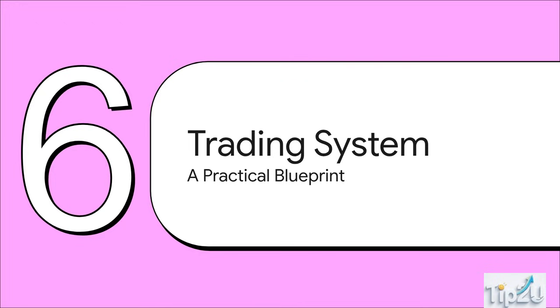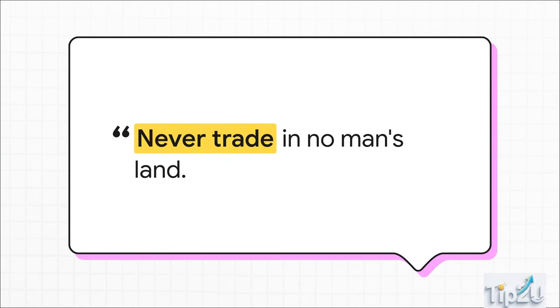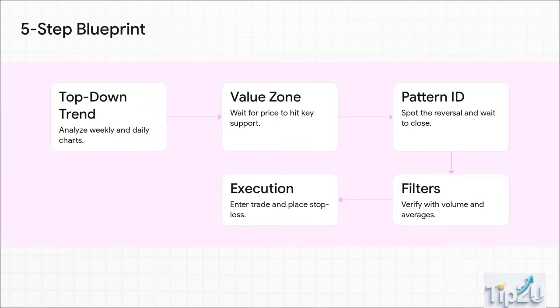Section 6. Building your trading system, a practical blueprint. Before we build the system, we must firmly anchor our second golden rule. Gregory Morris says it perfectly: never trade in no man's land. A candlestick pattern is only statistically valid if it occurs at a major structural level on your chart, a major support floor, or a massive resistance ceiling. If a pattern prints in the empty space right in between those levels, it's noise. Ignore it entirely.